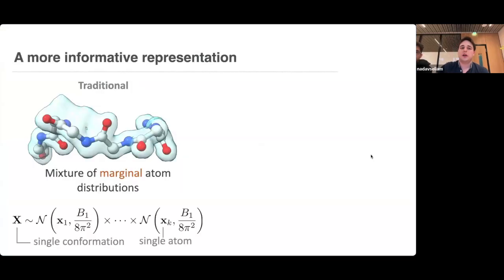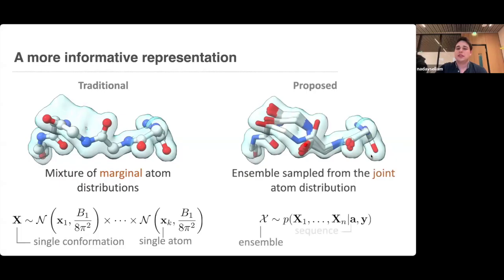So what's the difference between our approach and the standard approach? The standard approach models the protein as a single conformation where each atom has a variance of its position. But our approach models the density as the average density of a protein ensemble. This way, we sample from the joint distribution of atoms and not model each atom distribution separately.